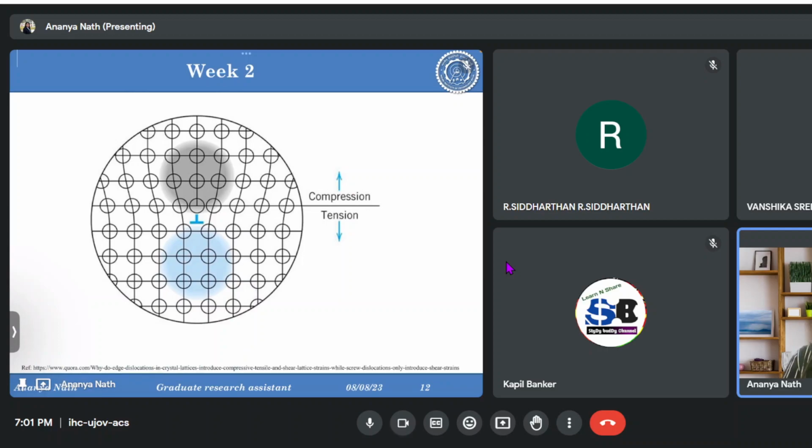So should I start from the starting, or Siddharth and Kapil, if you guys also have a doubt? No doubt? Then I'll start from the starting of week 2. Okay. So have you gone through the lectures or you didn't? So have you understood all the things, or will you go through the lecture after this?